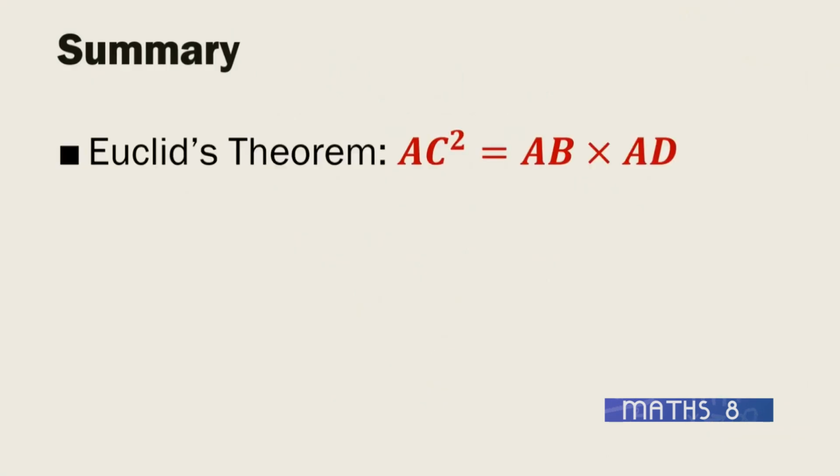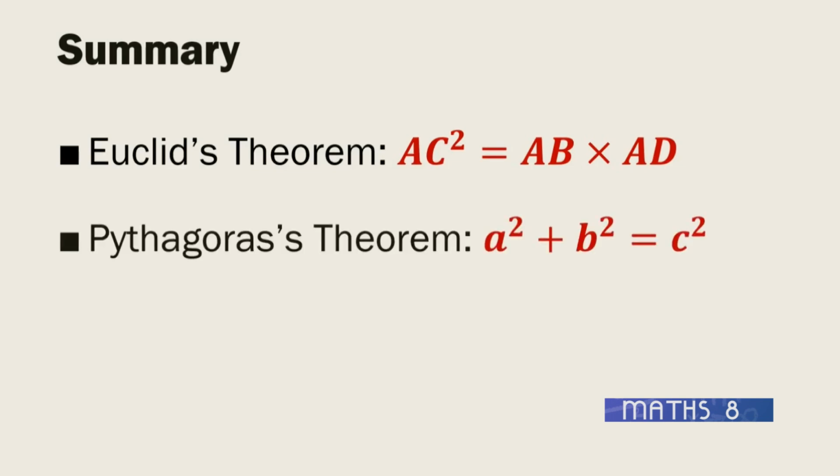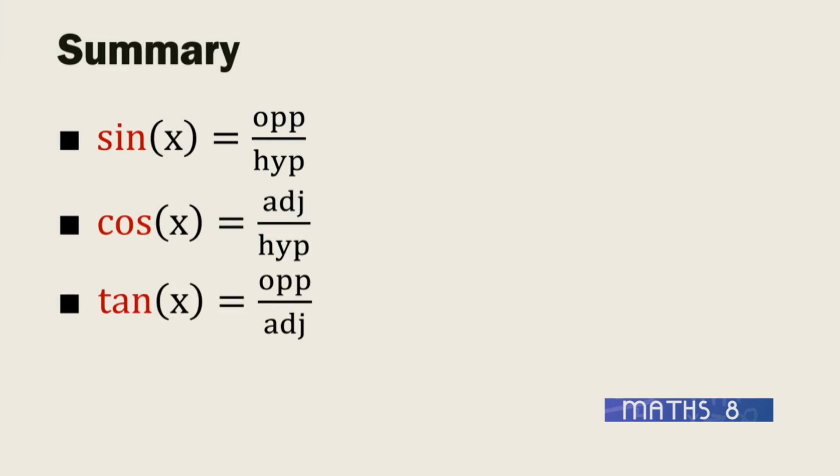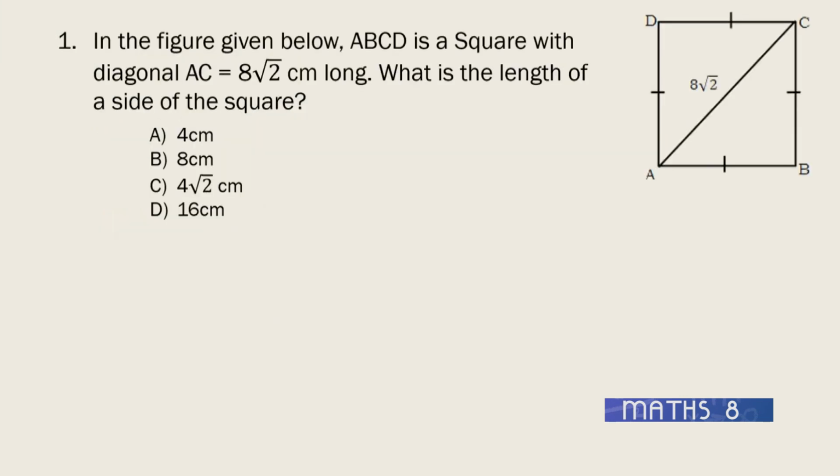A summary. Euclid's theorem says that AC squared equals AB times AD. Pythagoras' theorem says that a squared plus b squared equals c squared. Sine of x equals opposite over hypotenuse, cos of x equals adjacent over hypotenuse, and tan of x equals opposite over adjacent. And now let's have a look at some review questions.